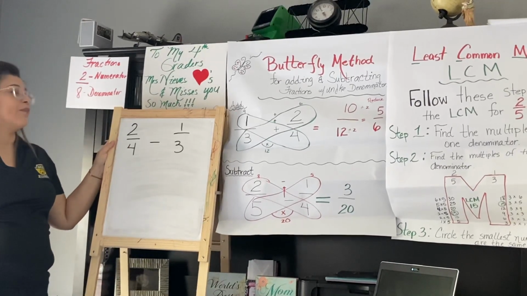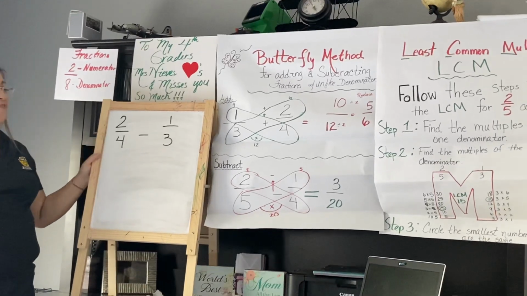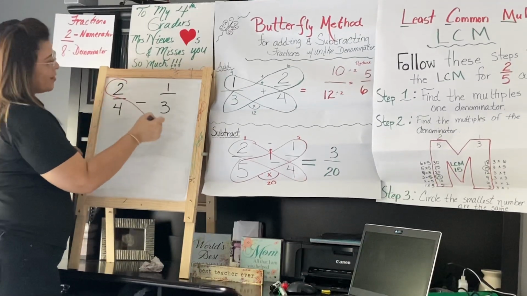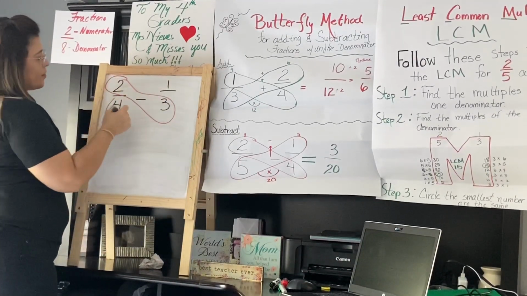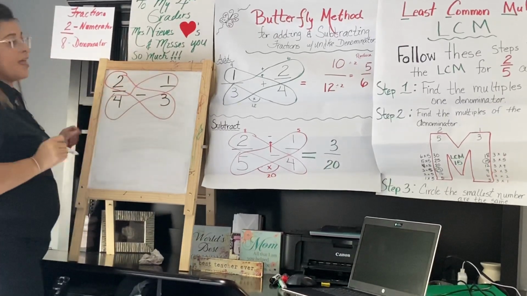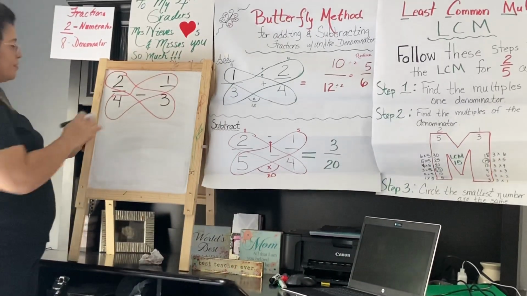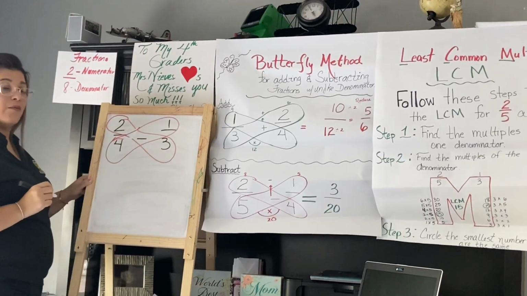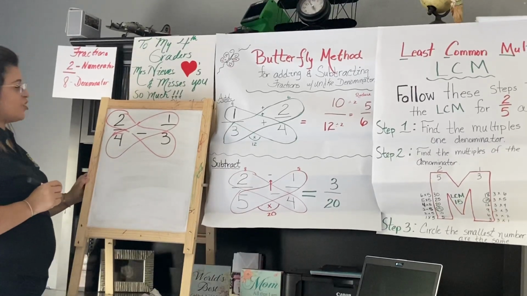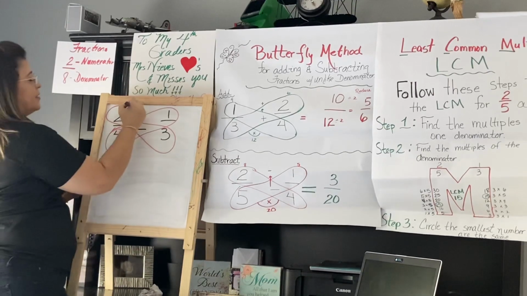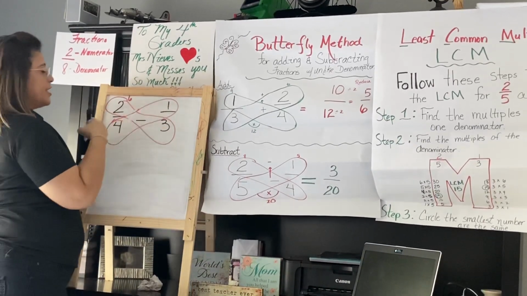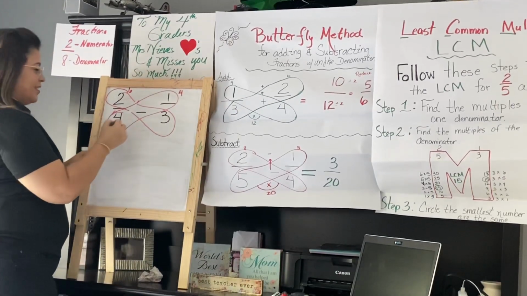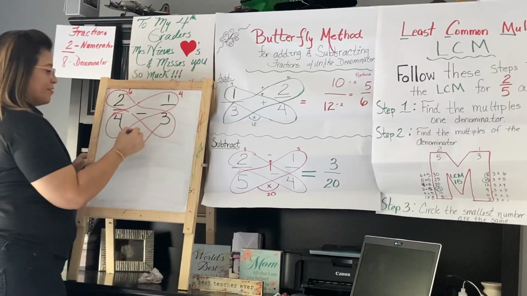Okay, so I hope you already did it. So our first thing is to do our butterfly, right? So let's do our little butterfly wings. Here we go. And then our next step is, let's see who remembers. Oh, that came out ugly. See the next one? What's the next step? Crisscross multiplication. 2 times 3 is 6. And 4 times 1 is 4. Good job.